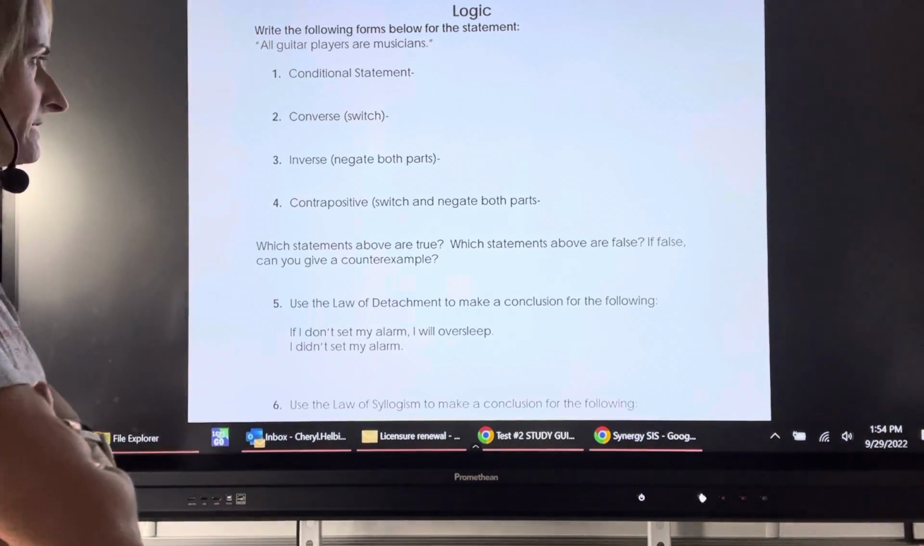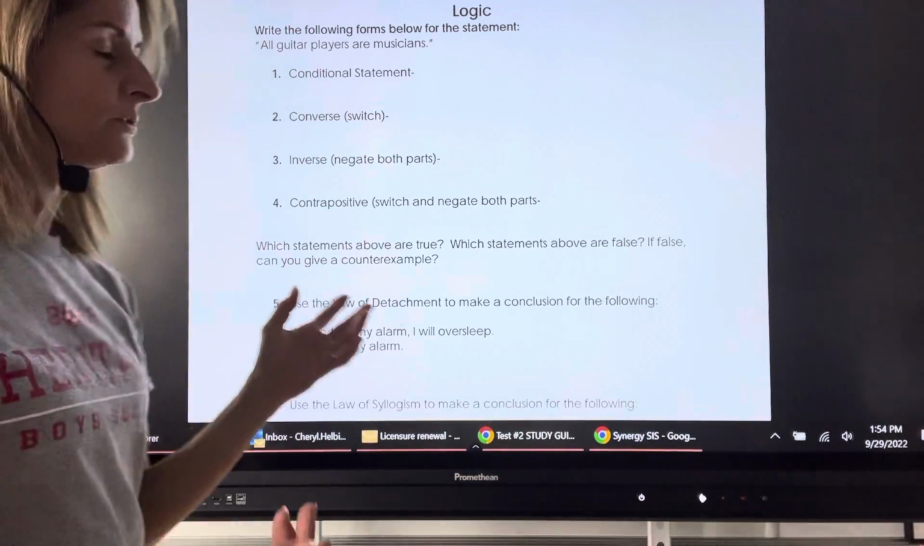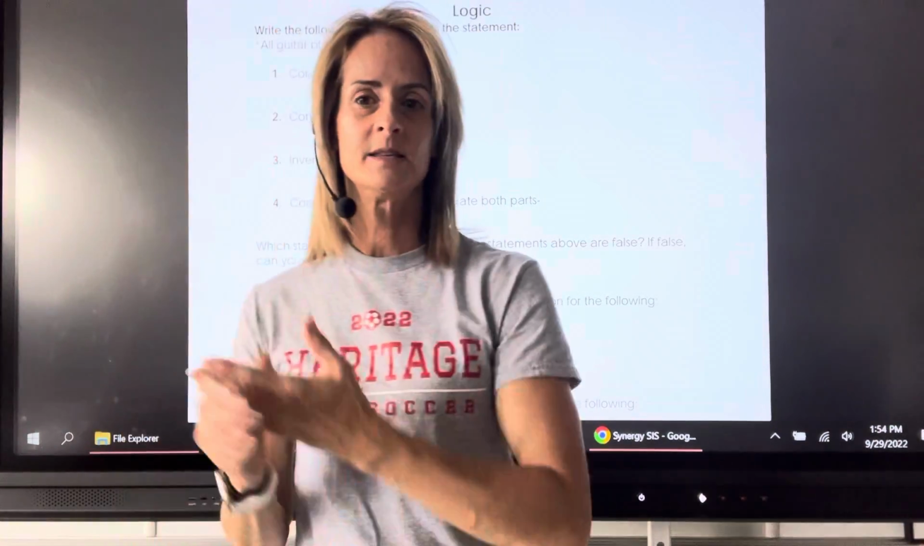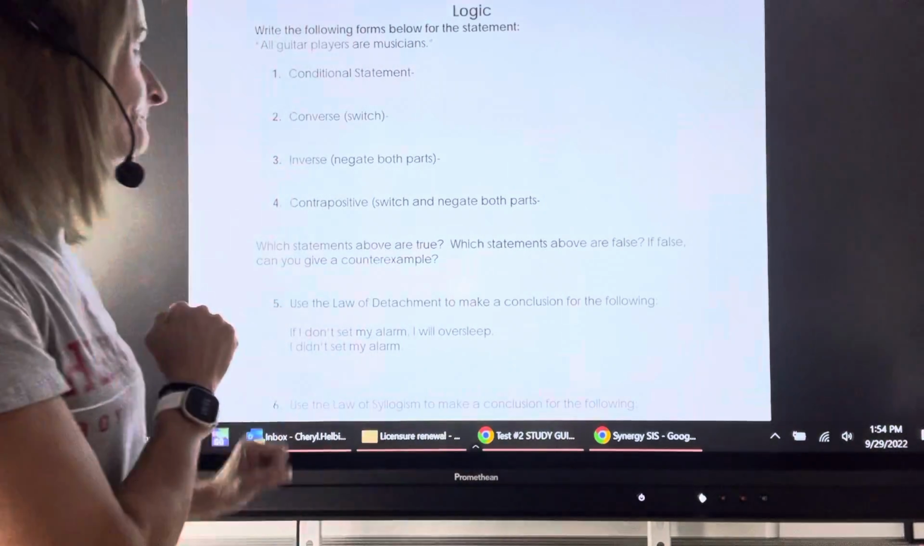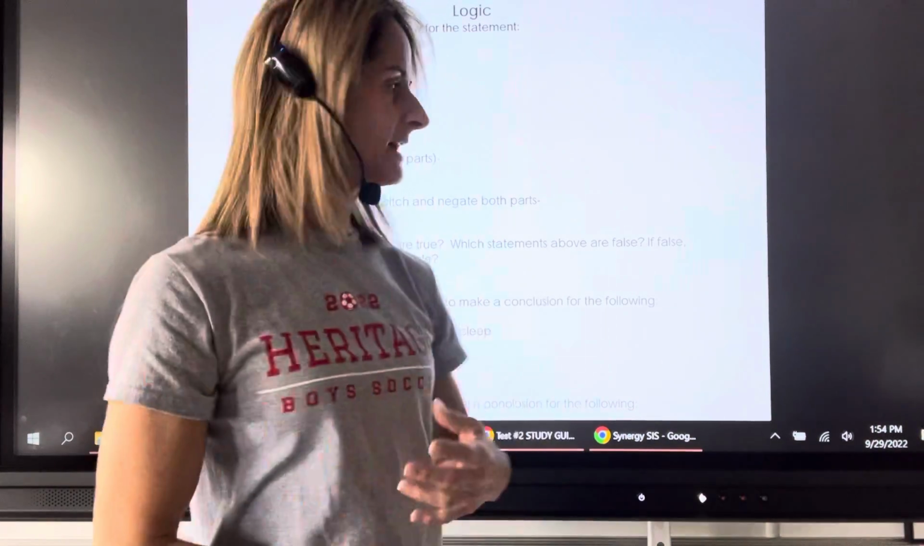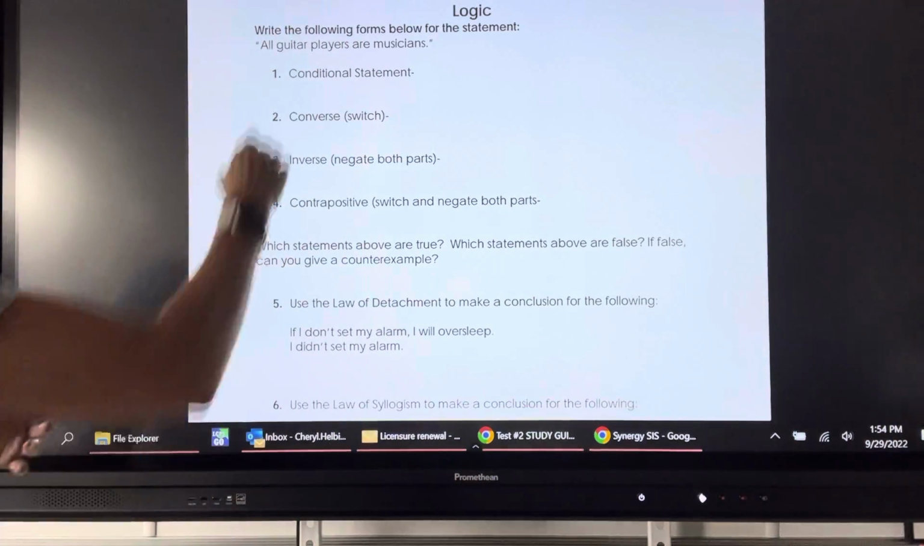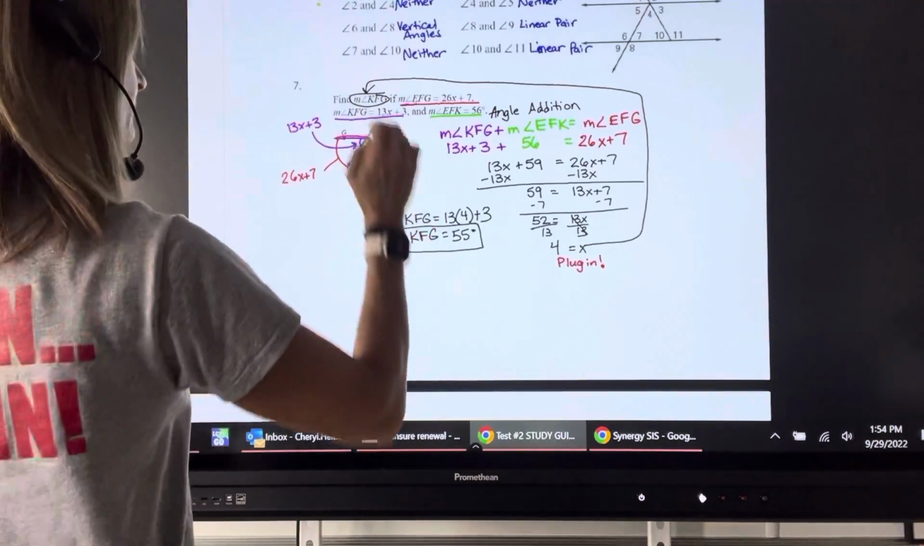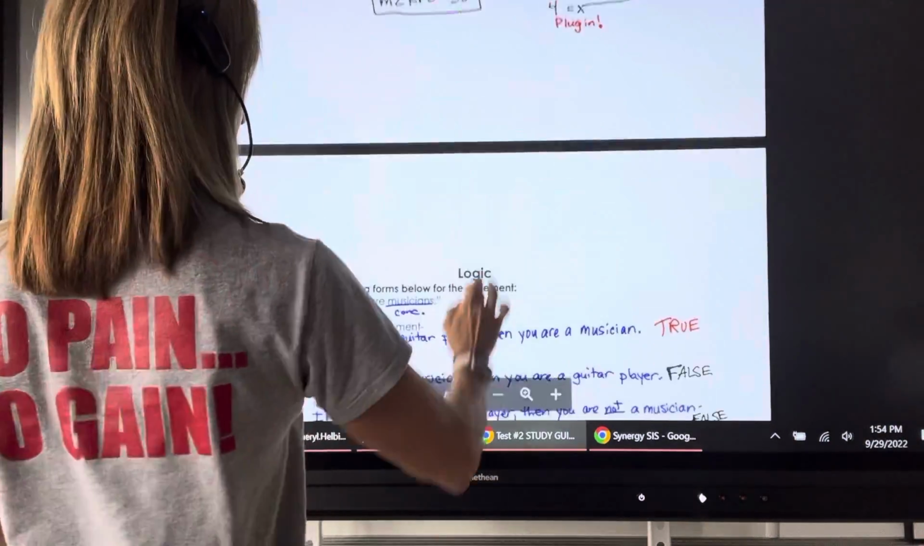And the contrapositive is, usually people remember the contrapositive because it's the longest word, and so we can remember to switch and negate the hypothesis and the conclusion. So that would be, if you are not a musician, then you are not a guitar player. Do you think that's a true statement? If you're not a musician, then you're not a guitar player. Yeah.